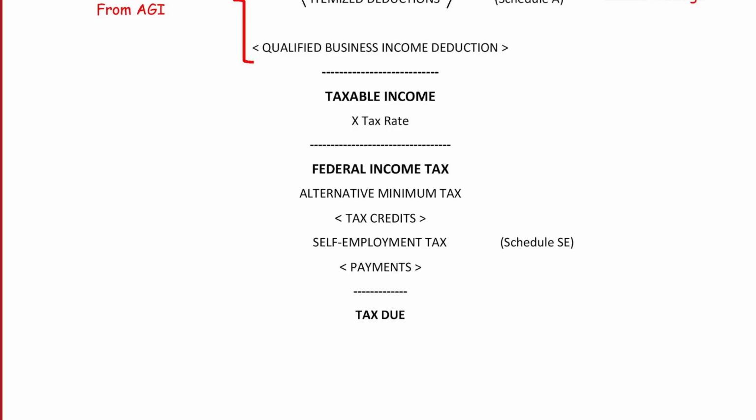Now, taxable income multiplied by the tax rate gets us to federal income tax. And then we check for any AMT or alternative minimum tax. And our mnemonic for AMT is stripped. So with the AMT, wealthy taxpayers feel stripped of their money.